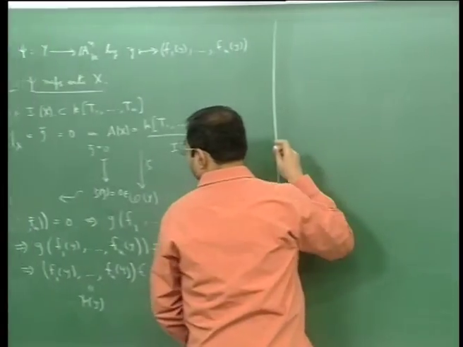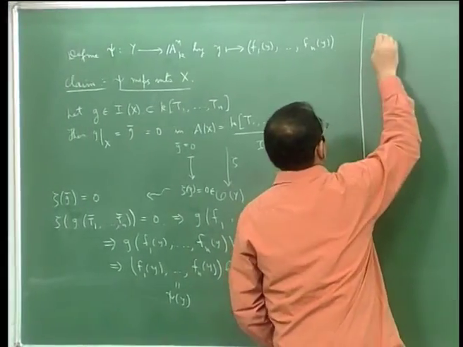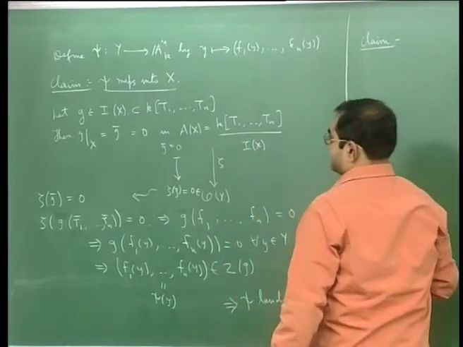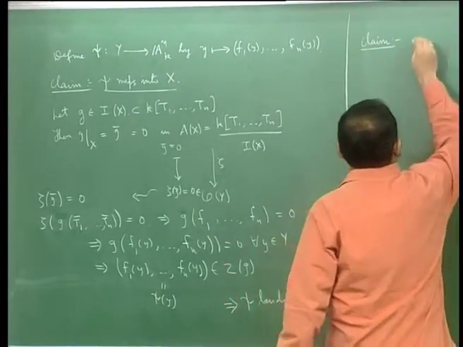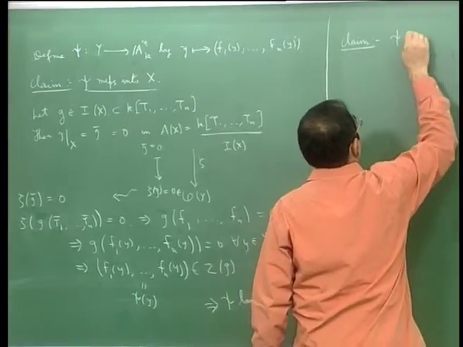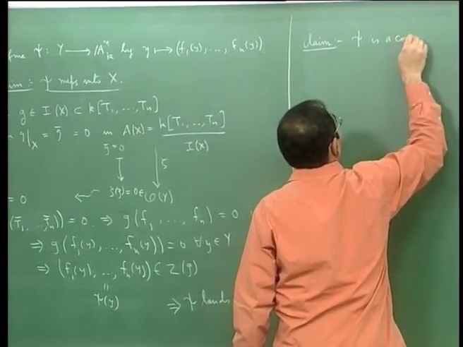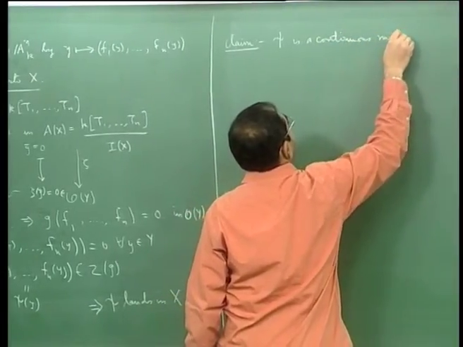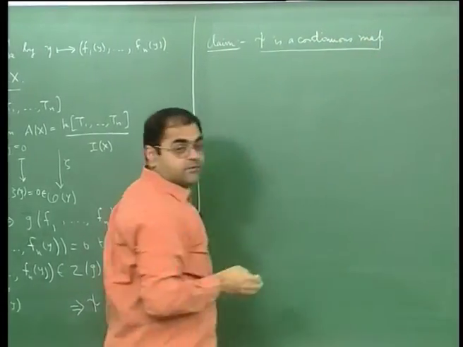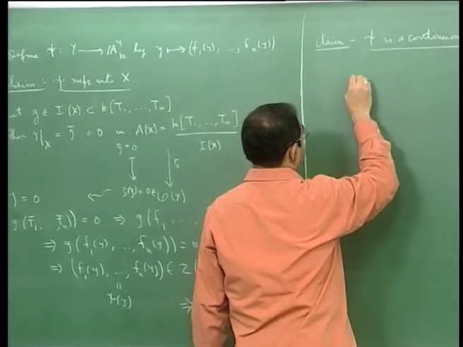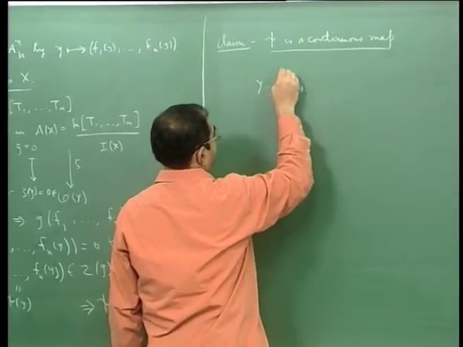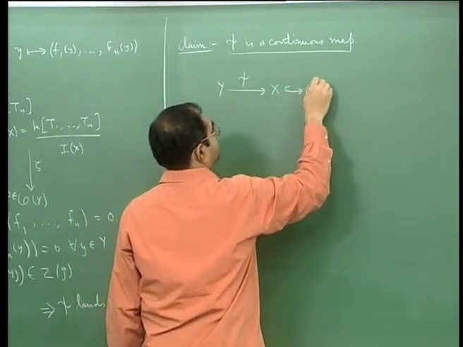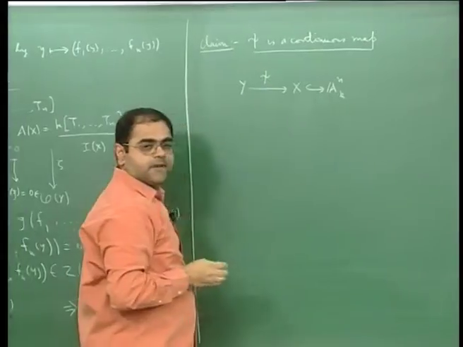Okay, so here is the next claim. The next claim is psi is a continuous map. So the situation is like this: I have Y, I have psi, this goes into X which is sitting inside A^n.